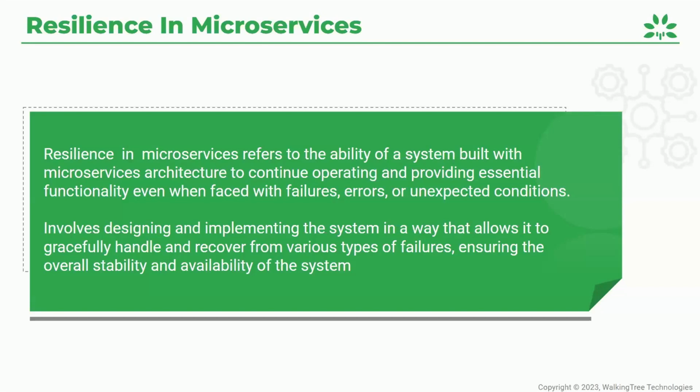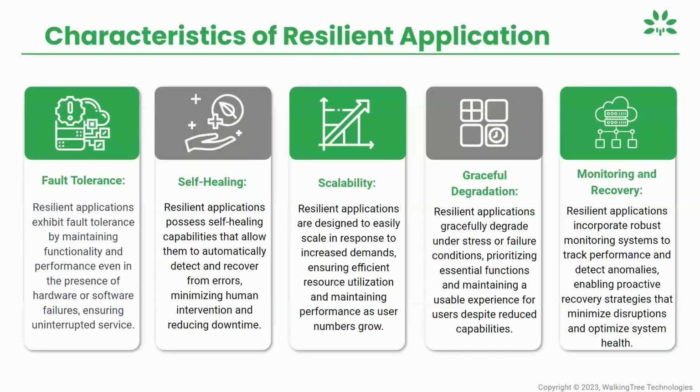So how can we say an application is resilient? If your application has the following characteristics, then we can say the application is resilient. The first characteristic of a resilient application is fault tolerance. That means if any failures happen in the hardware or software, and your application is still able to sustain and serve the users, then we can say your application has fault tolerance.